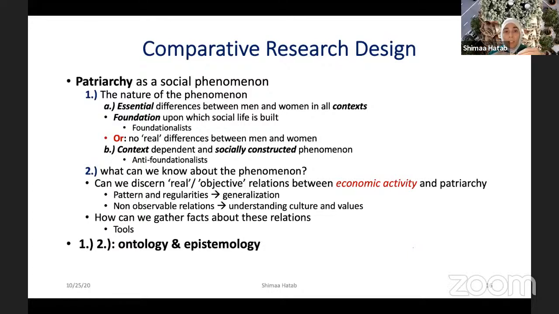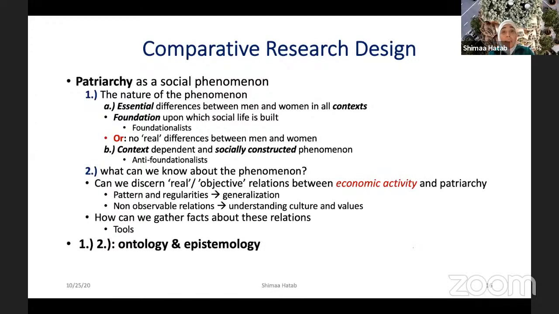so are you foundationalist or anti-foundationalist with regard to the existence of objective reality? If you are foundationalist, you do believe that you can generate objective knowledge from the essential differences existing in social and political phenomena. And this belief also affects your perception of what facts you can gather and how you gather the information.